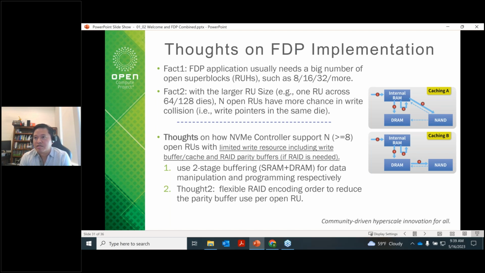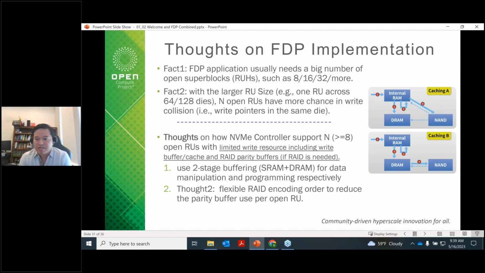we have more challenges because we will see lots of write collision, meaning the write point is in the same die. So this means we need more write buffer. Actually, Jerry also raised another point for the small RU size. This means we need more read parity buffer if we need to support the read protection for the small RU size.